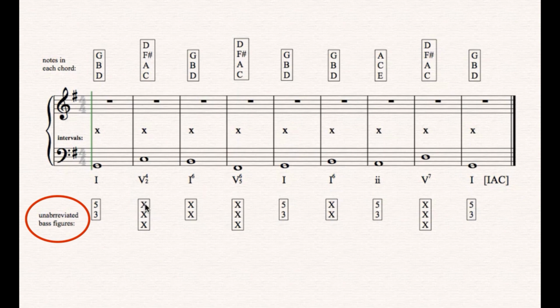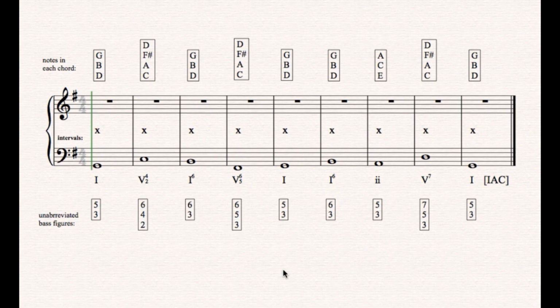Now what about 5-4-2? What is the unabbreviated bass figure for 5-4-2? It's 6-4-2. That's a 3rd inversion 7th chord. The unabbreviated version of 6-5 is 6-5-3. And finally, the unabbreviated version of 7 is 7-5-3. This leaves only the 1-6 chords, which I'm sure you know have an unabbreviated signature of 6-3. So now we have our chord tones and our unabbreviated bass figures as a kind of supporting system here.